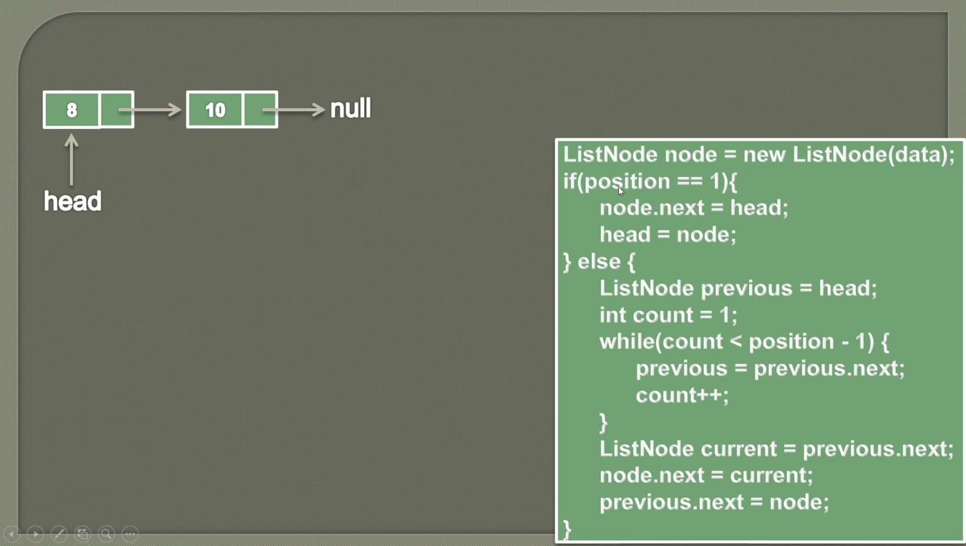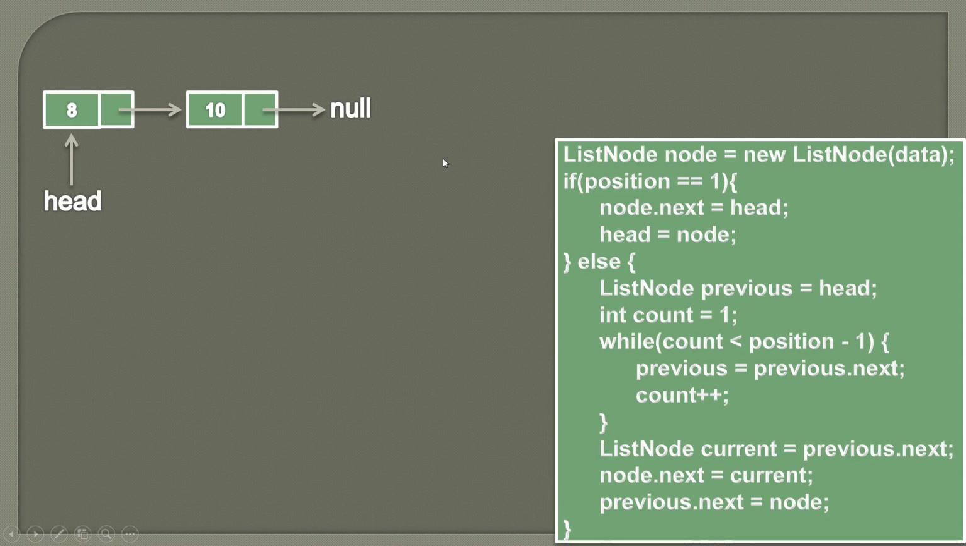So friend, one last case remains: we want to insert a node at the last. That will also be inserted via position. So here you can see, let's say we are given a singly linked list having only 2 nodes, 8 and 10. So this is position 1 and this is position 2. Now if you want to insert a node at the third position, it would be nothing but inserting the node at the end of the singly linked list.